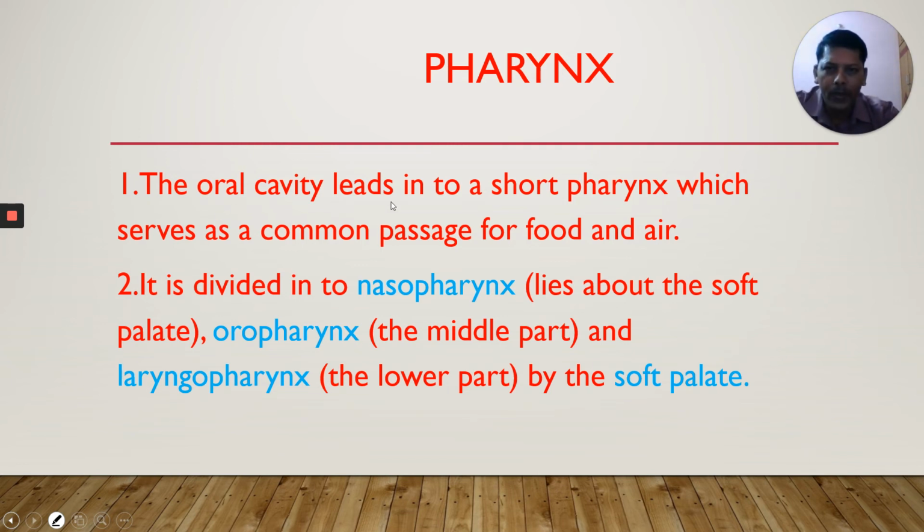The oral cavity, buccal cavity leads into a short pharynx, which serves as a common passage for food and air. The food that you eat and the air that you breathe both pass through this part, pharynx. Pharynx is divided into three parts. What are they? Nasopharynx, oropharynx, and laryngopharynx.